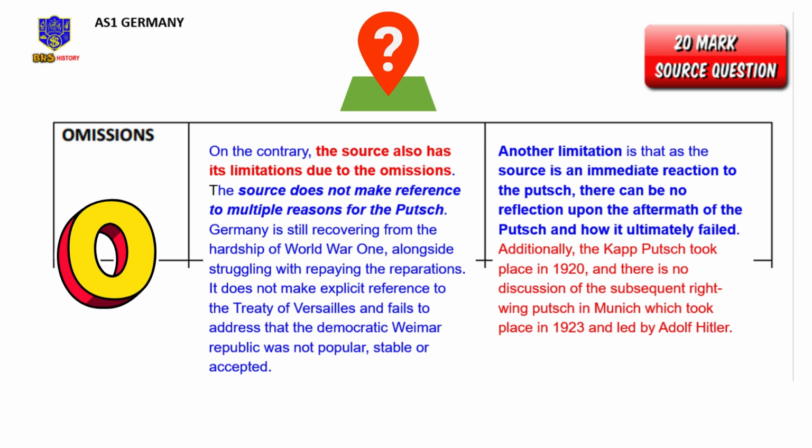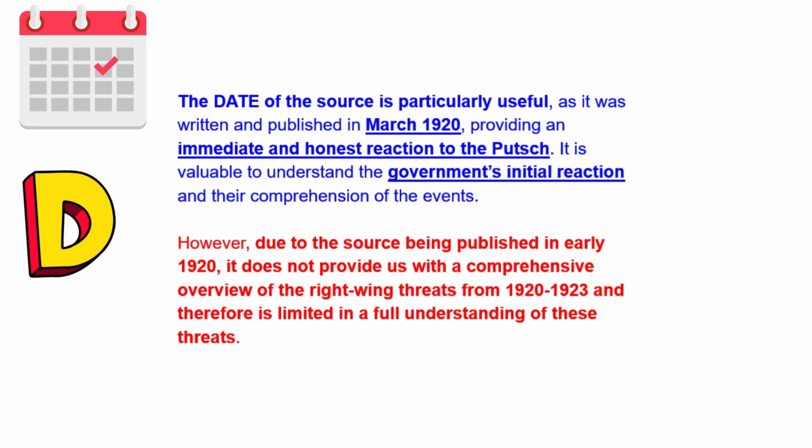Okay, so that's your O taken care of. What about the date? Well, you can sometimes use the two sides to the date. The date of this source is particularly useful as it was written and published in March 1920. Why is that useful? Well, it's an honest reaction to the putsch.